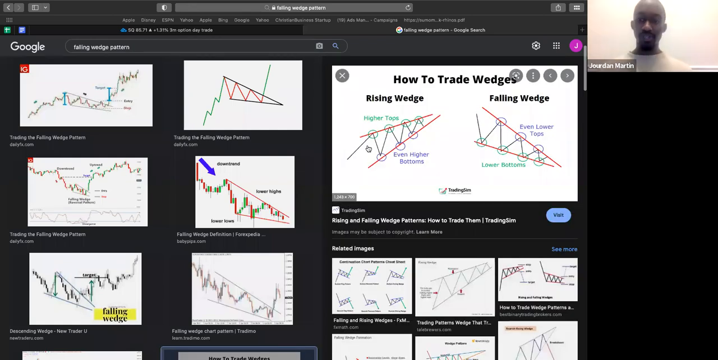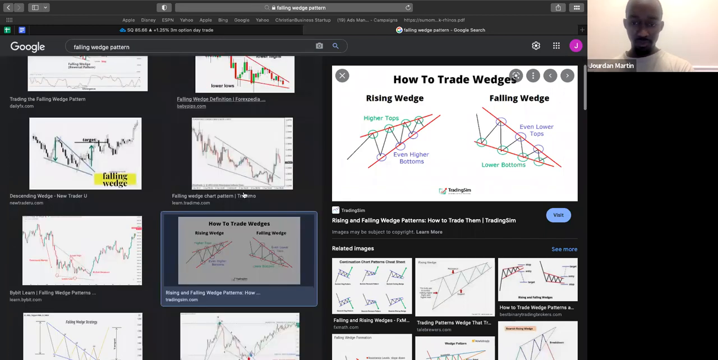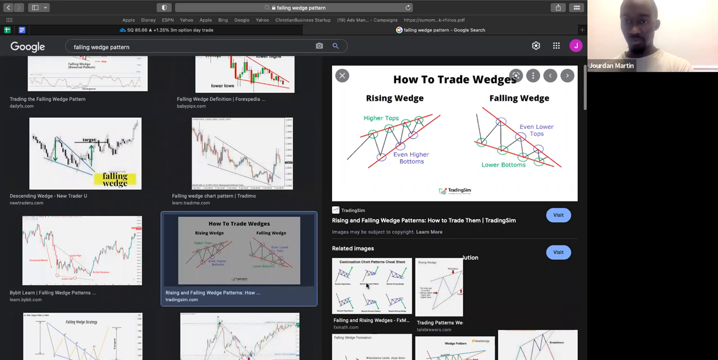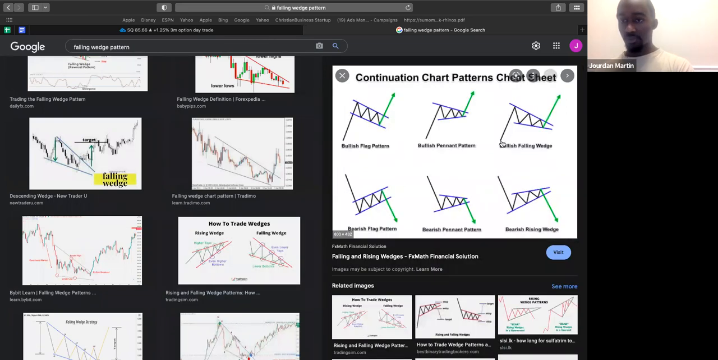How to trade wedges for dummies, for beginners. All right, rising wedge. We got higher highs and lower highs coming out of this. Now we have falling wedge, which is going to be lower lows and lower highs. Let's look at another one. Cool. So the falling wedge is going to be where it comes up and then it starts making that downward consolidation and then breaking through. All right, so this is what we're looking at. Did it come up and then start dropping down? That's what we're looking for.